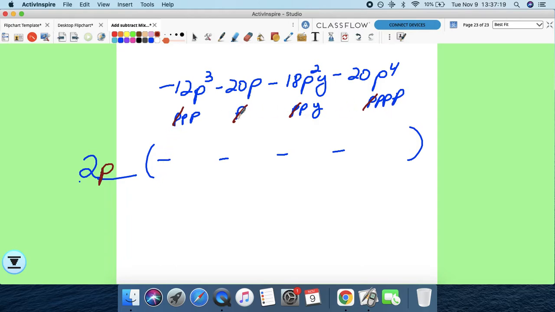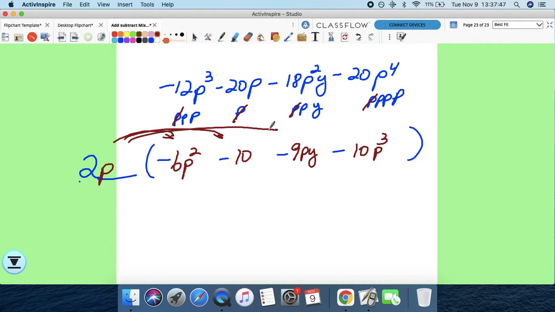Do they share y's? No, they don't. So, first one, 2p times what? 2 times what is 12 is 6. How many p's left over? 2. 2 times what is 20 is 10. Any p's left over? No. 2 times what is 18 is 9, and then I have 1 p and 1 y left over. And then 2 times 10, and I have 3 p's left over. And you can do the distributive property again and confirm that we get our original expression.